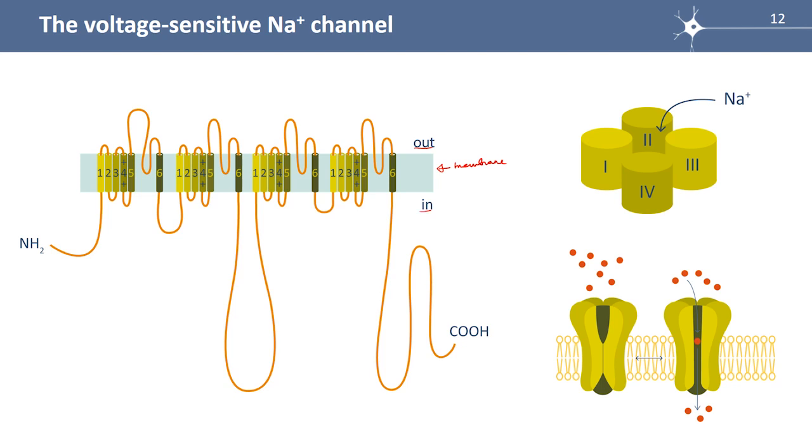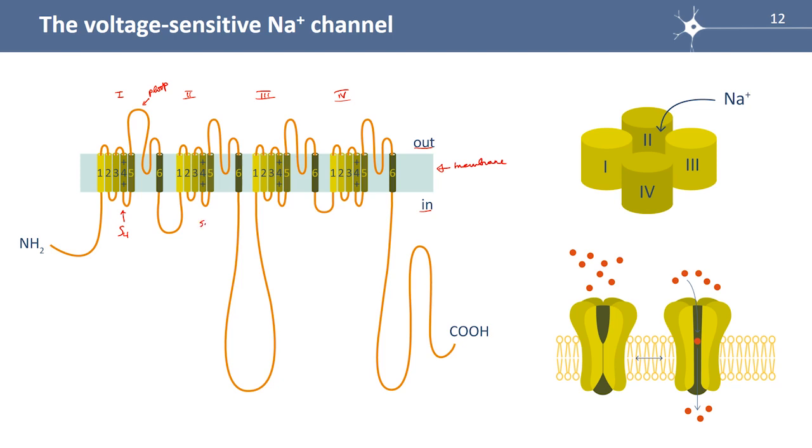You can see here that you have 4 identical domains, called 1 to 4 in Roman numerals, and in each domain you have 6 transmembrane segments, 1 to 6, and a P-loop, which is a sequence of amino acids that is inside the pore. And you have here the segment 4, which contains a regular sequence of positively charged amino acids.